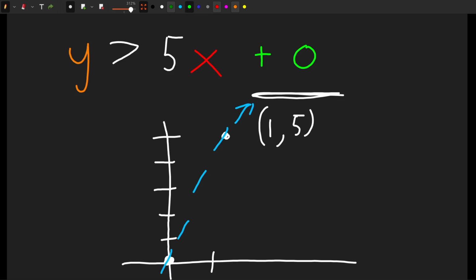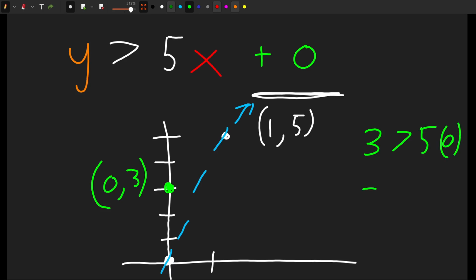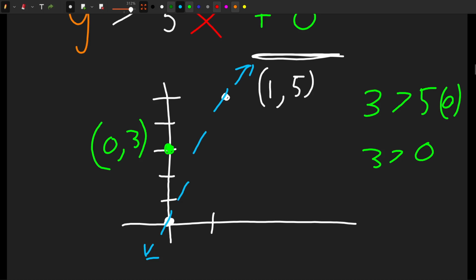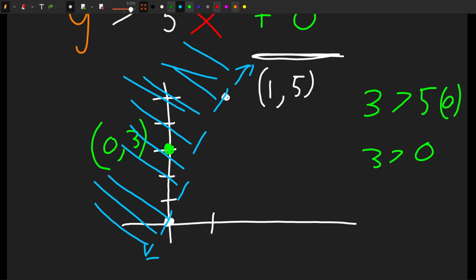I am going to choose the point 3, 0. Sorry, 0, 3, right here. 0, 3. So 3 is my y value, 0 is my x value. And if I plug that into my equation, I'm going to get 3 being greater than 5 times 0. And then I get 3 is greater than 0 because 5 times 0 is just 0. And so that means everything towards that point is a solution. So I'm going to shade to the left of my line. Awesome.